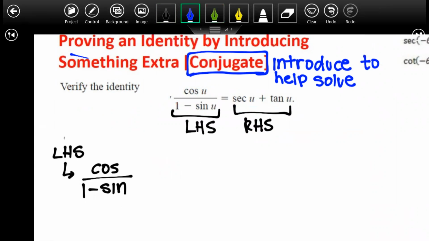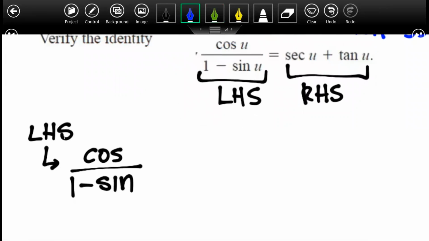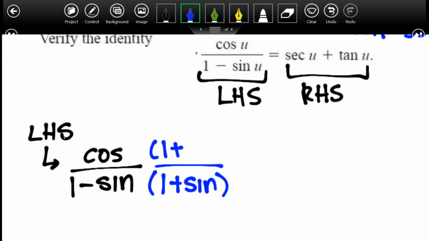It's a term that's going to help you find and simplify out the bottom. It's like reducing a radical, multiplying the top and bottom by the same radical. What we're going to do is our conjugate for this one will be the opposite of the bottom. And we're going to multiply the top and bottom by this conjugate. It's the opposite. 1 minus sine becomes 1 plus sine.